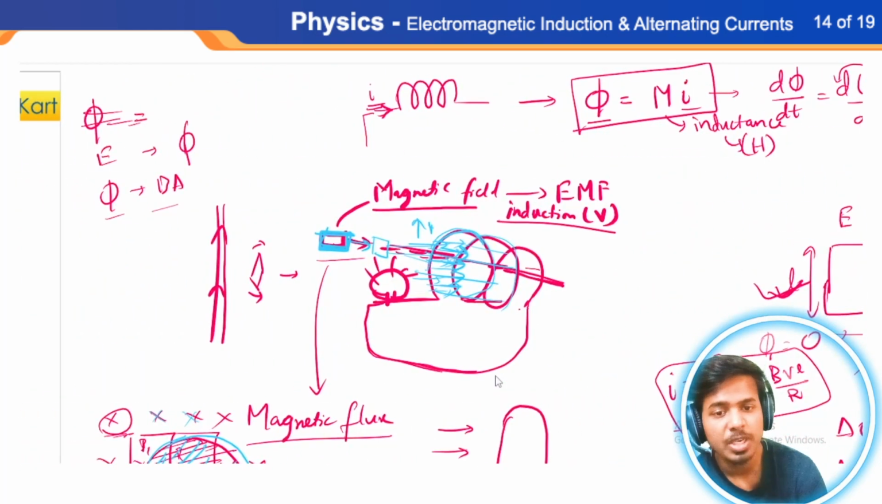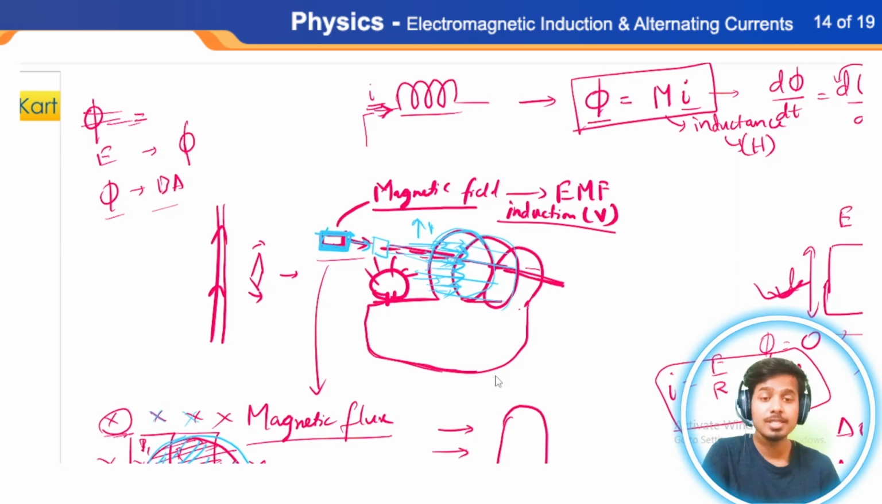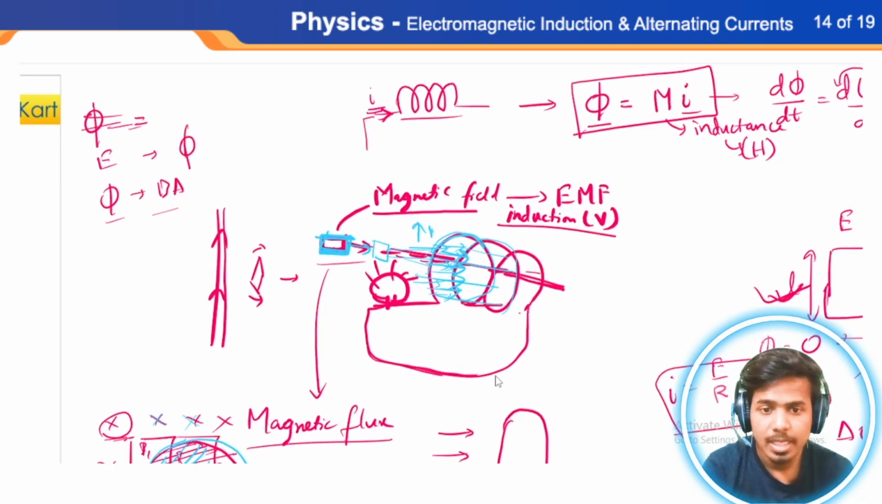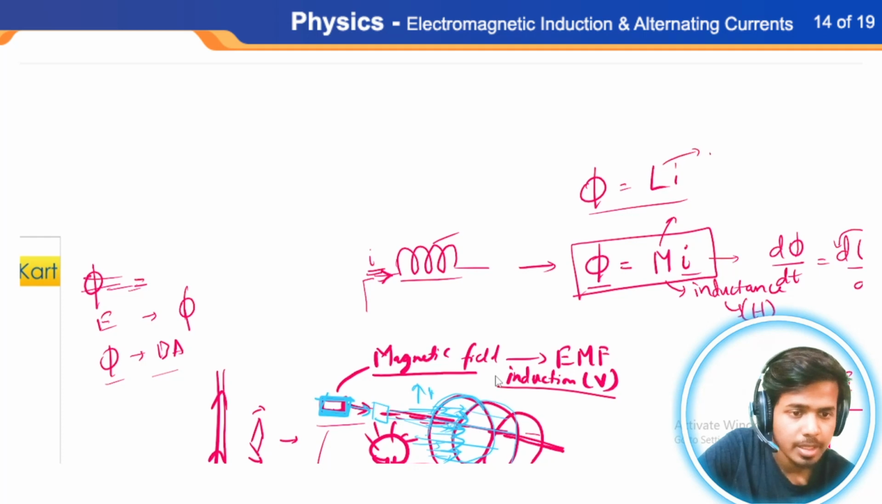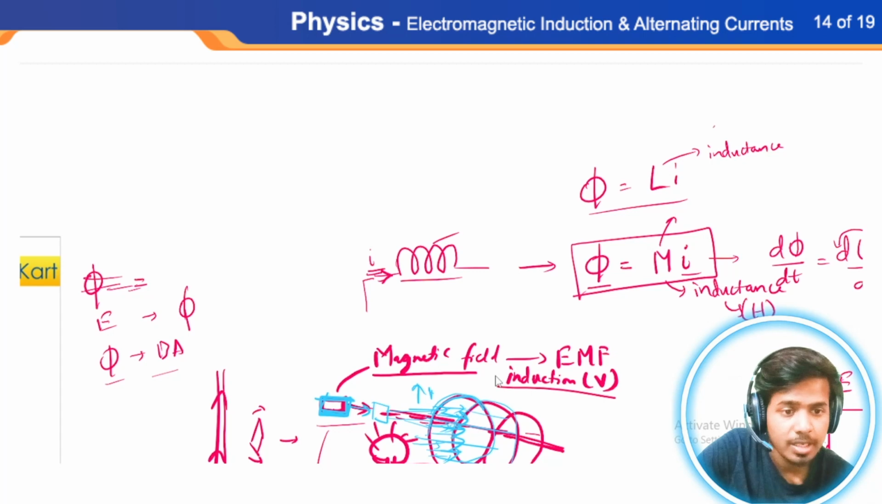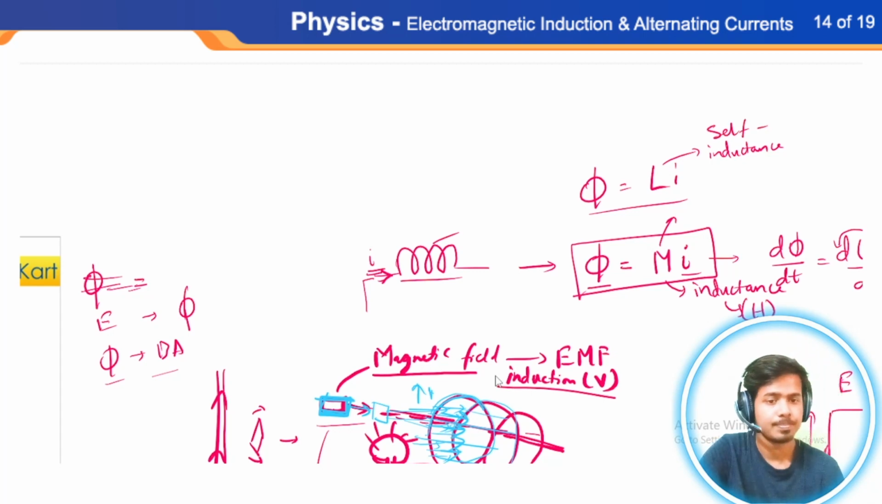Inductance is simply a property of the coil: how much magnetic field is getting generated, due to which the amount of EMF will be induced. And there is another thing called, this is self inductance, right? This M, we also represent with the letter L. Phi is equal to L i. Inductance, or self inductance, due to itself.